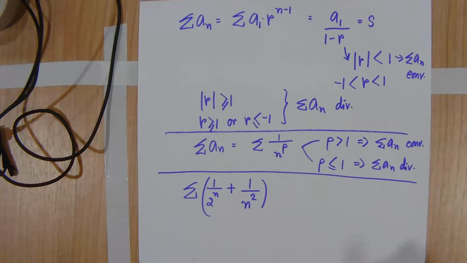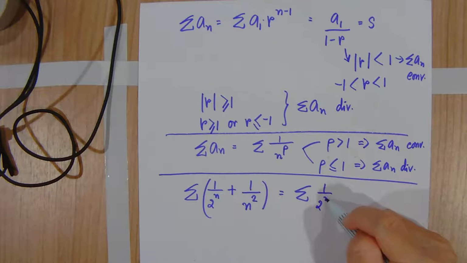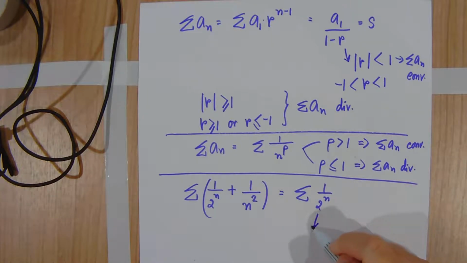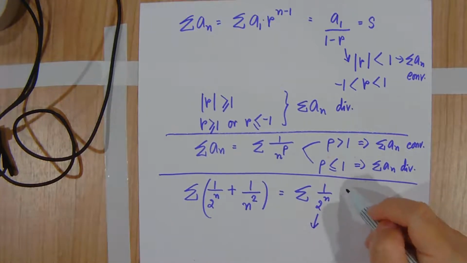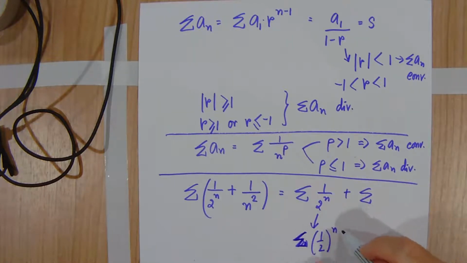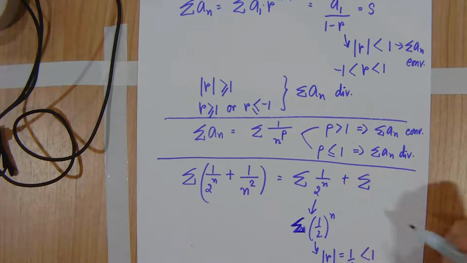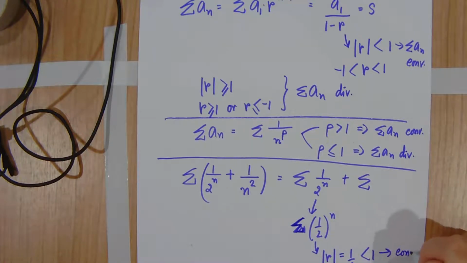Okay, so we have to distribute this term. The first term is the P series. Oh, sorry, this is the geometric series. So this is also equal to the summation of one half to the power of n, since 1 to the power of n also equals 1. This is the geometric series where r equals one half, which is less than 1, so this term converges.